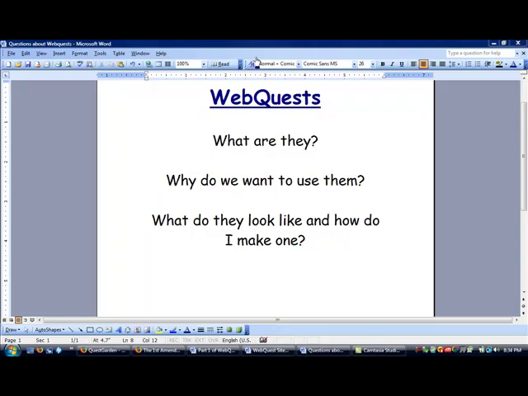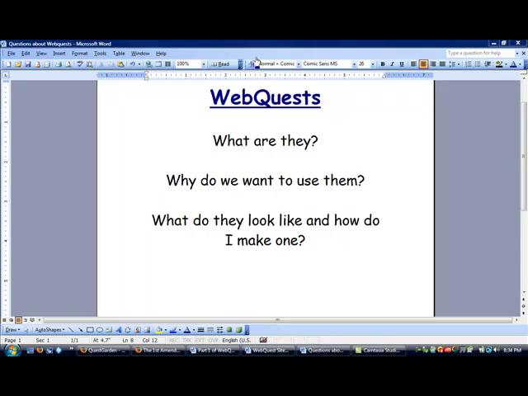The idea of the WebQuest comes from Bernie Dodge, who developed the idea in 1995 at San Diego State University. WebQuests use information and resources from the World Wide Web for inquiry-based instructional activities. Bernie Dodge, a WebQuest pioneer, describes a WebQuest as an inquiry-oriented activity in which most or all of the information used by learners is drawn from the web.